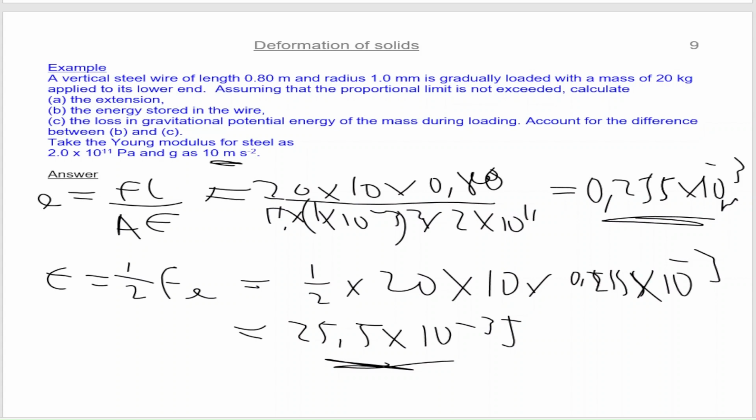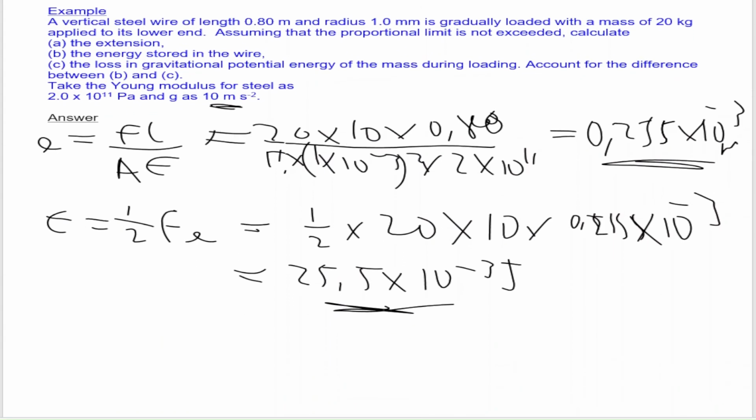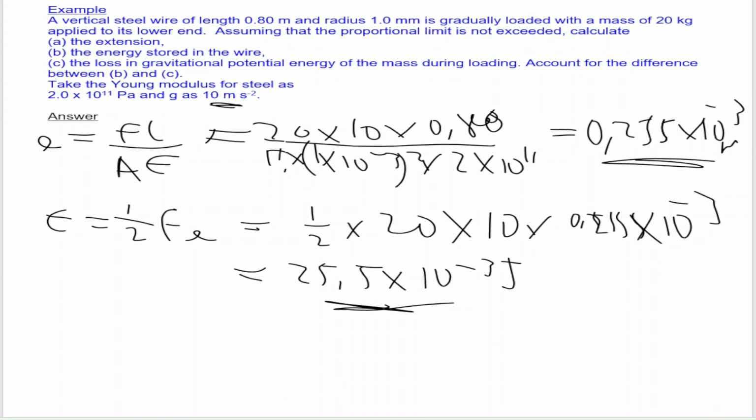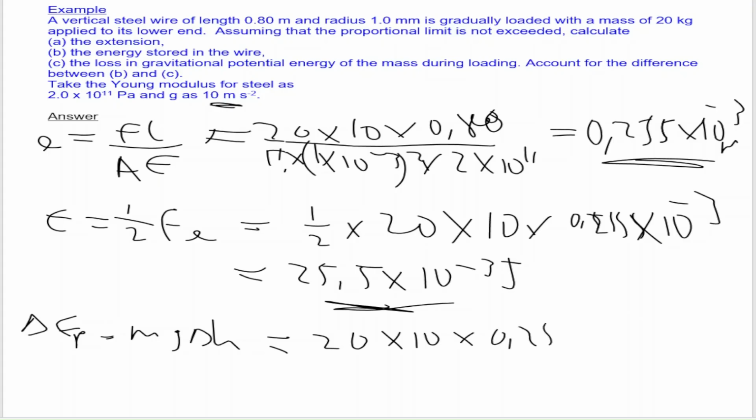Then part C says that the loss in gravitational potential energy of the mass during loading account for the difference between B and C. The loss in gravitational potential energy is equal to mg delta H. So delta EP is equal to mg delta H. So our M is 20, our G is 10, and then our delta H is just the extension, which is equal to 0.255 times 10 to the power of minus 3, which is going to give you 51 times 10 to the power of minus 3 joules.